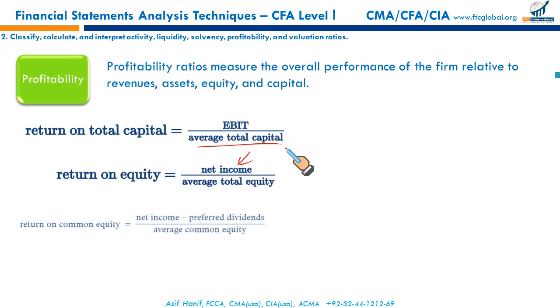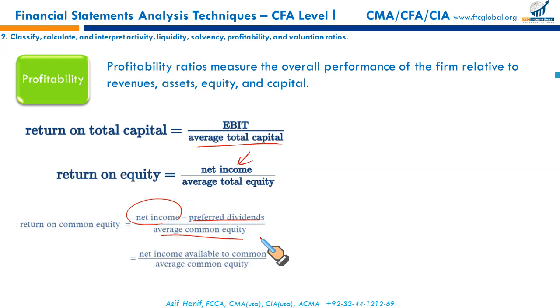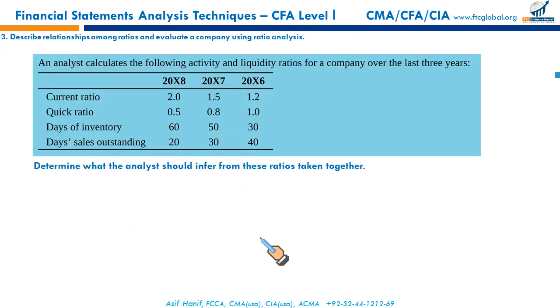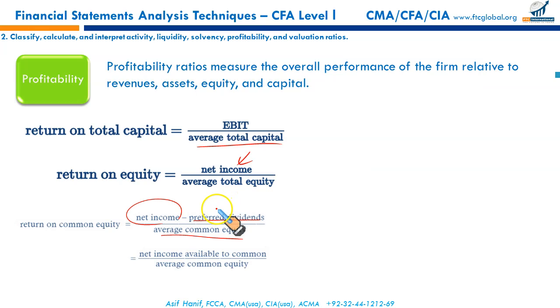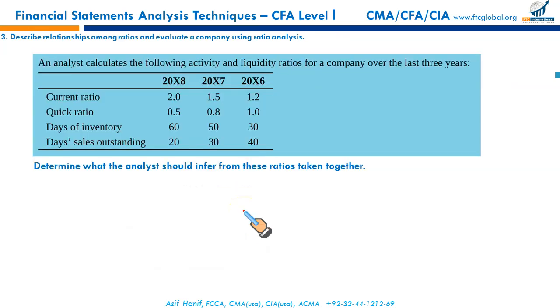Then we have return on common equity. This is the net income adjusted for preferred stock dividend. It's what percentage of the average common equity. Or we can also calculate, this is also called the net income available to common stockholders, NIACS. So these are all profitability measures. I'm sure you would have gone through these formulas through your textbooks in earlier studies.